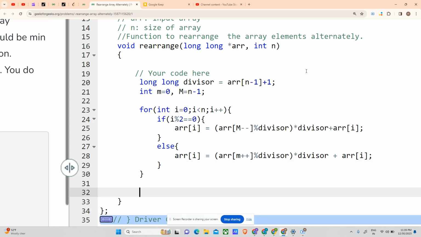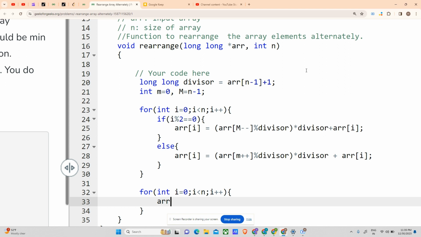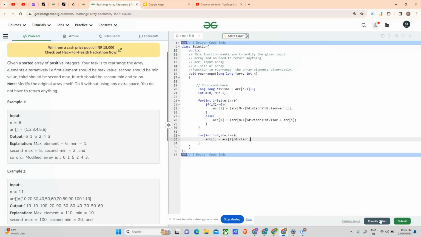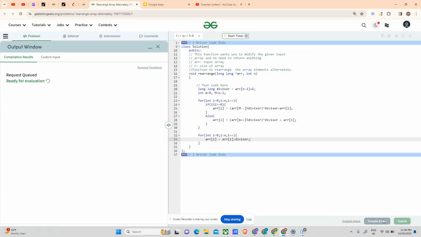Then transformation 2, that is for int I equals to 0, I less than n, I plus plus, ARR of I becomes ARR of I by divisor. Okay. This is the only thing we have to do. Let's try to compile and run it. Hope it works. Working for the compile and run test case. Let's try to submit also.